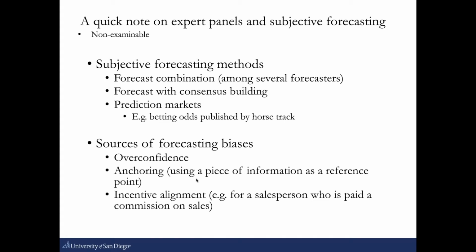The third is incentive alignment. This is very common in the industry. Take, for example, a salesperson who is paid a commission on sales. So naturally, he or she will align the forecast estimates that may be more favorable for him or her in terms of the incentive that he or she is getting from the estimates that he or she produces. I want to show you a short clip that I think aptly captures these sort of issues in the industry.